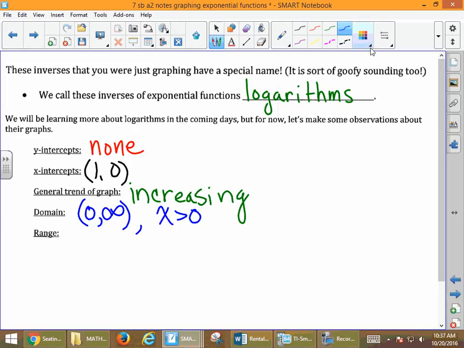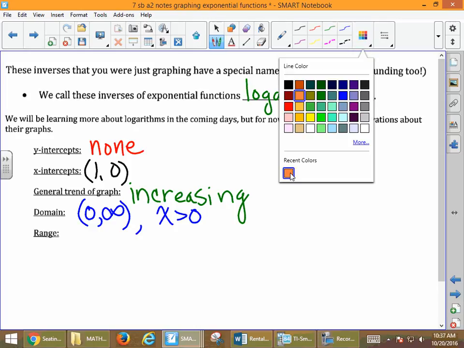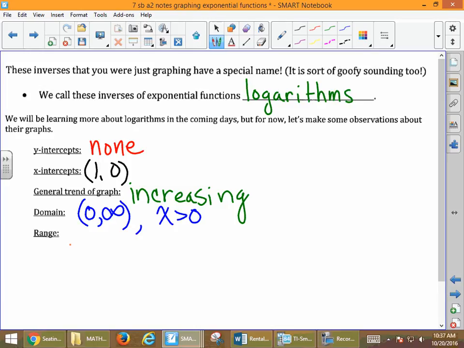So finally here, for our range, we don't have any limitations for our range. Our y value can be anything. It can be a positive number, it can be a negative number, it can be a fraction, it can be a decimal, it could be a radical, it could be 0. Our range is all reals. And if you look back to your exponential notes from last week, I believe, what you'll see is that the domain and range of our exponentials flipped for our logarithm.